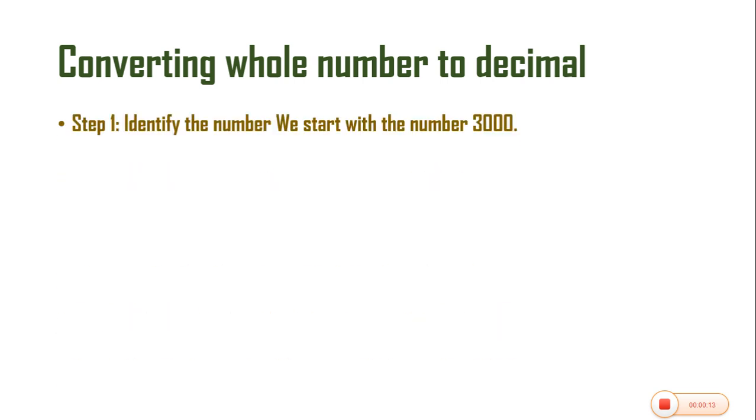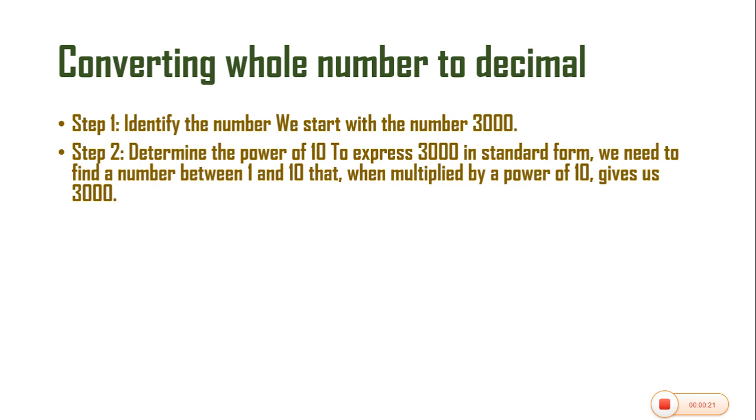To convert a whole number, the first thing we do is to identify the number. In this demo, we will be starting with 3000. Step 2. Determine the power of 10 to express 3000 in standard form. We need to find a number between 1 and 10 that, multiplied by a power of 10, gives us 3000.